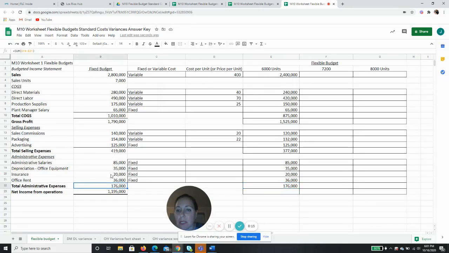If I have any categories that have only fixed costs, this shouldn't change. So admin has all fixed costs. It was 176,000 at 7,000 units. It's 176,000 at 6,000 units. It doesn't change, but only if all of our costs in that category are fixed. So now to calculate my net income, I'm going to take my gross profit and subtract my selling expenses, subtract my admin expenses, and I get net income from operations of 972,000. You can see my net income has gone down, which makes sense, right? Because I'm selling fewer units. As long as I have a profitable operation, it makes sense that if I sell less, I'm going to make less in sales and less net income.